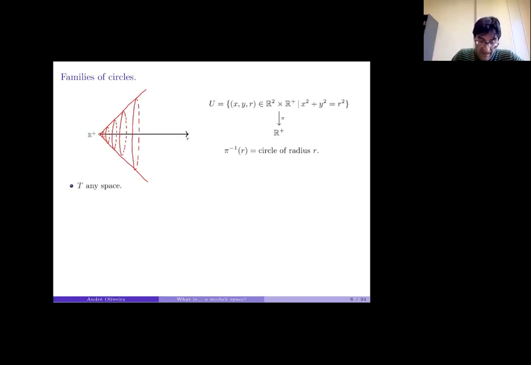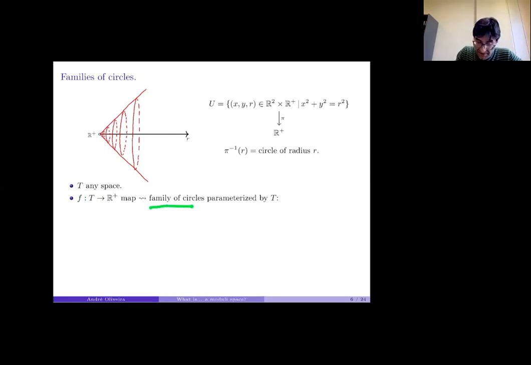Now suppose you have any other space. Here I'm being vague about the word space; let's suppose it's a topological space. If you're really in algebraic geometry, this should be a variety or something. Suppose you have a map from this space to R plus. Then from this map you can construct a family of circles over this other space. How?